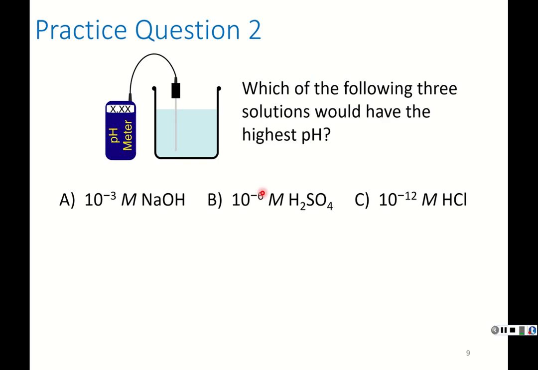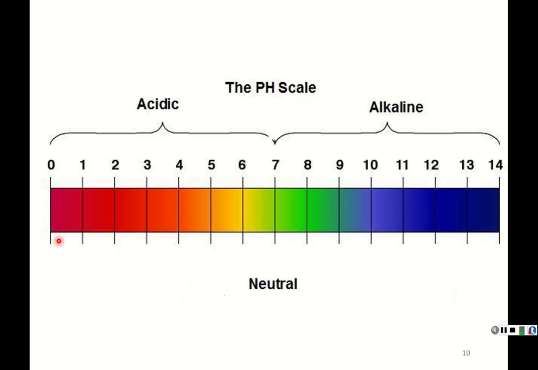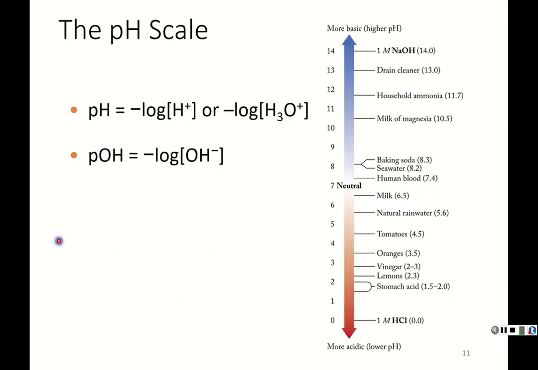So in these solutions, we have a strong acid HCl, a strong acid in sulfuric acid, and then we have a strong base. So the highest pH solution here would be A. That would be the base. It would give the highest pH. So that's a fairly easy question once you know the pH scale.